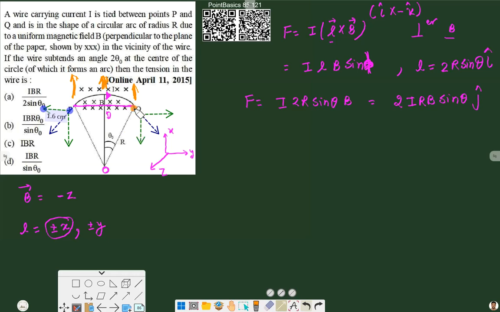Now as this angle is theta, and if I draw a parallel line here, then this angle must be theta. Then this angle will be 90 minus theta. So this angle will be 90 minus theta and this angle will be theta. Similarly here, this angle will be theta. This is tension T, this is tension T.